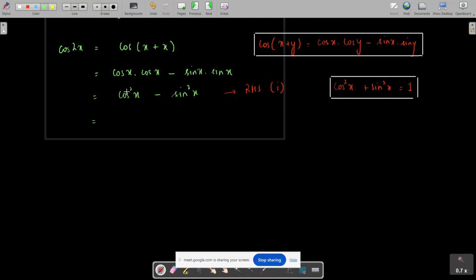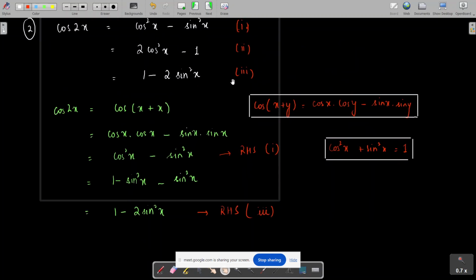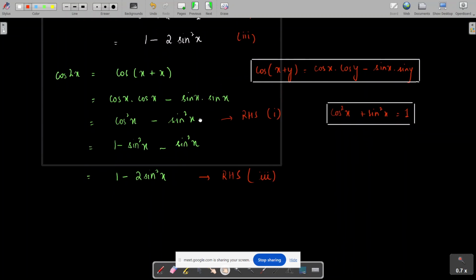So I'm going to replace cosine square x by 1 minus sine square x. So 1 minus sine square x and minus this one. So you get 1 minus 2 sine square x, which is the right hand side of the third form. See, this is the right hand side of the third form.